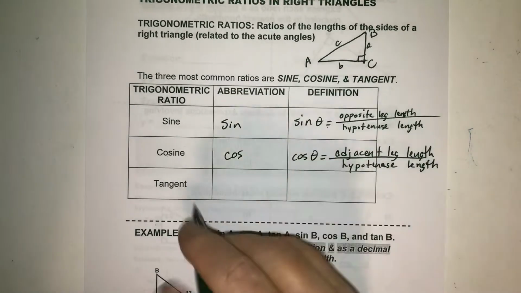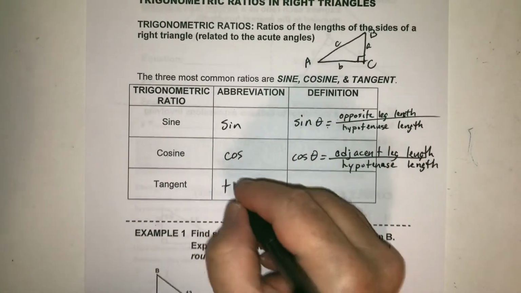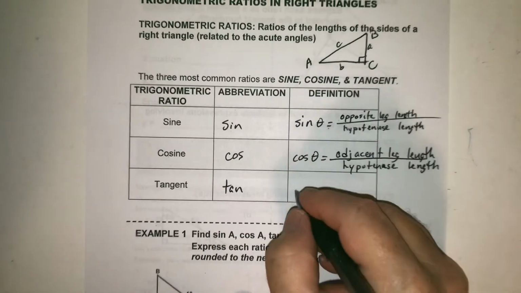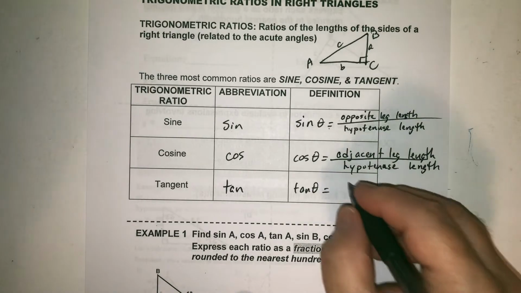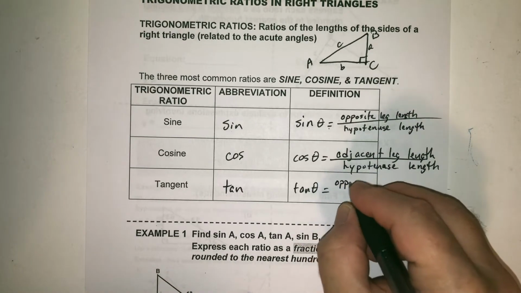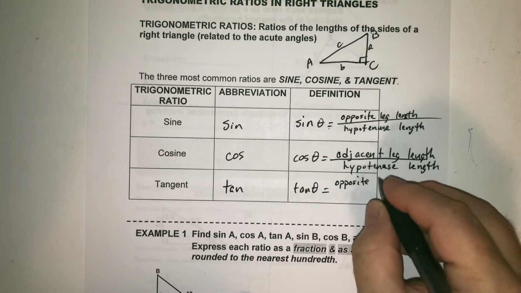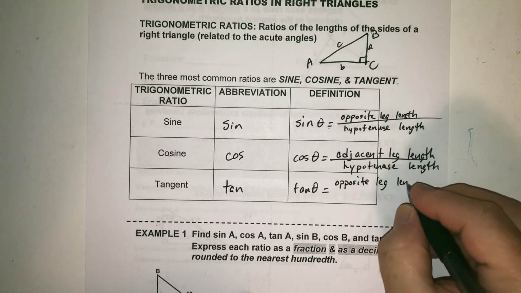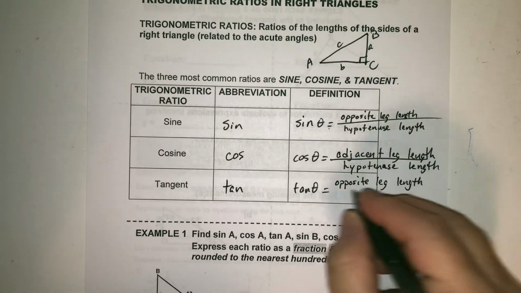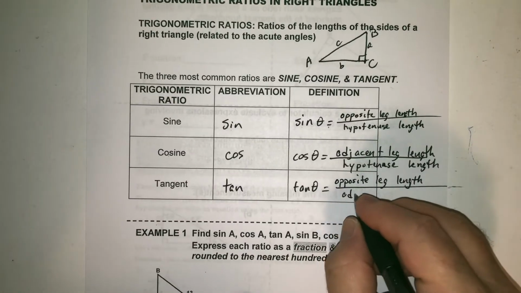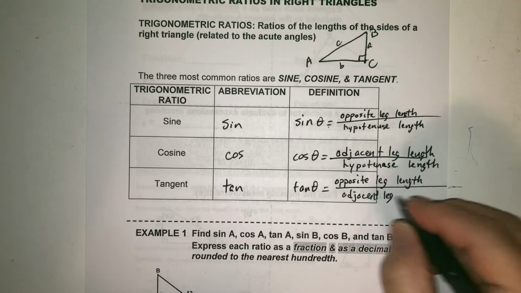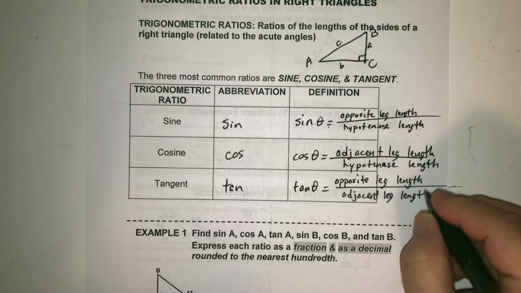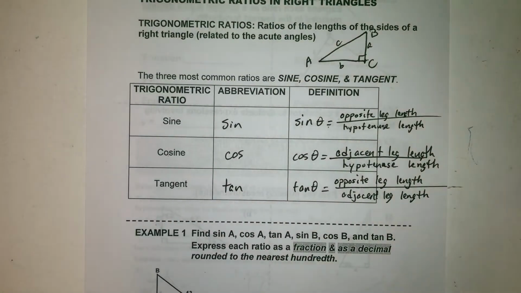This one is the tangent, and that's abbreviated TAN, and the tangent of theta is equal to the opposite leg length divided by the adjacent leg length.